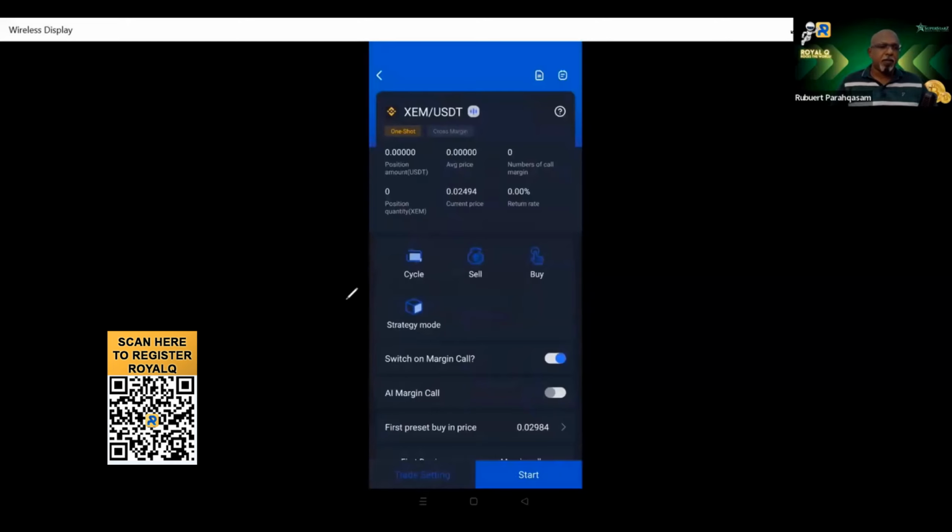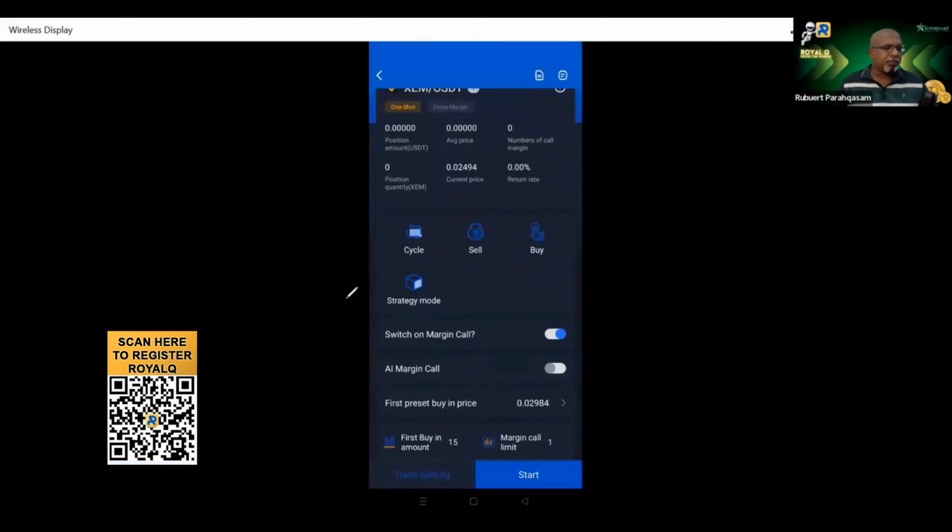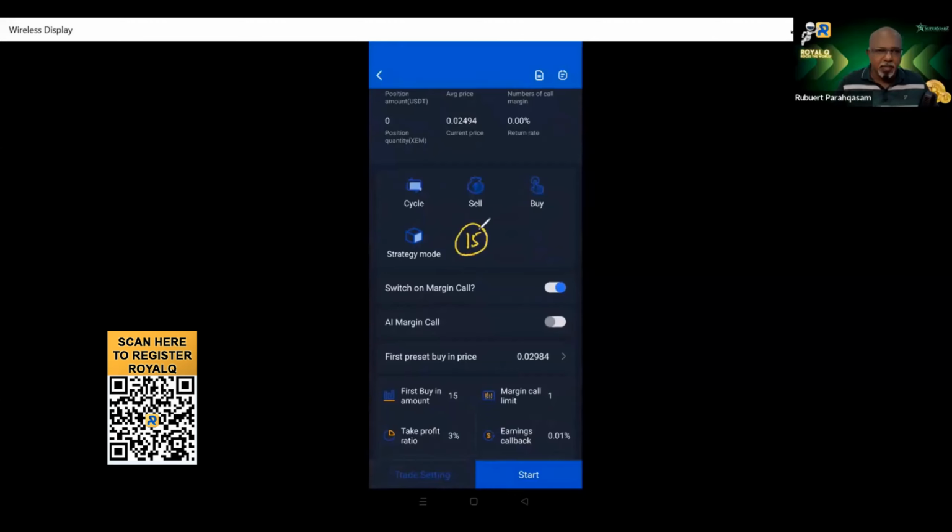Now guys, over here, you have to do 2 more things. If you are just trading with $15, turn this off. You're not going to do any margin call. In fact, if you are new and just starting out, there's no reason for you to do margin calls, because when you are new, just take this as your learning process. No margin calls. So turn this off.